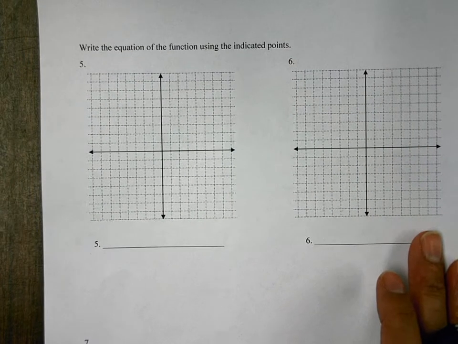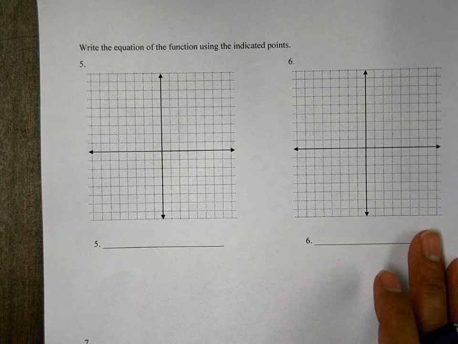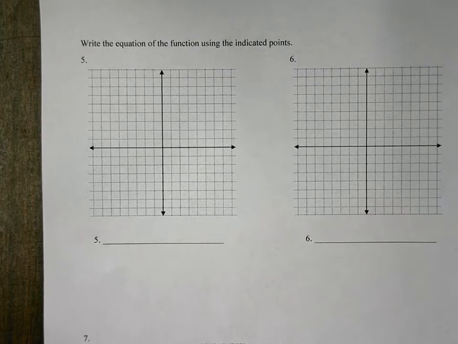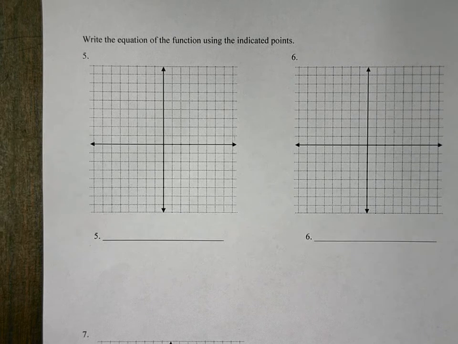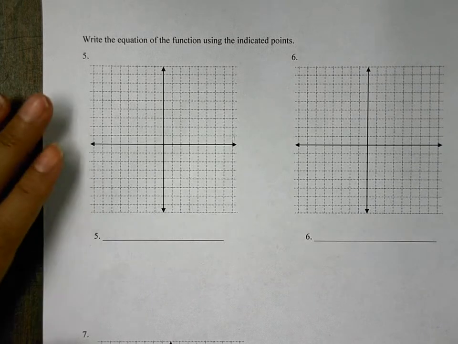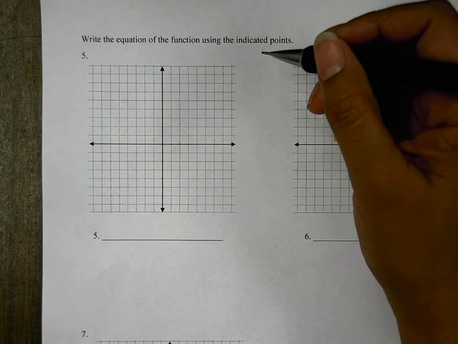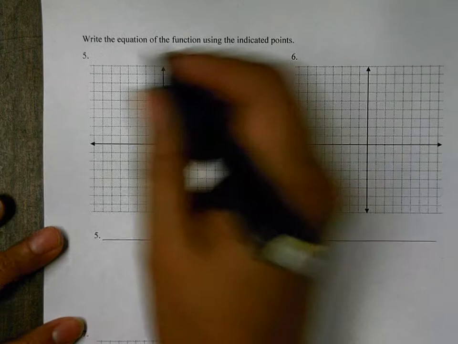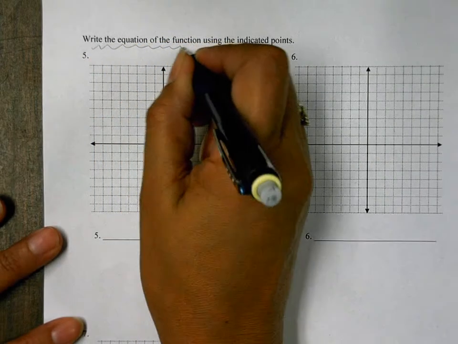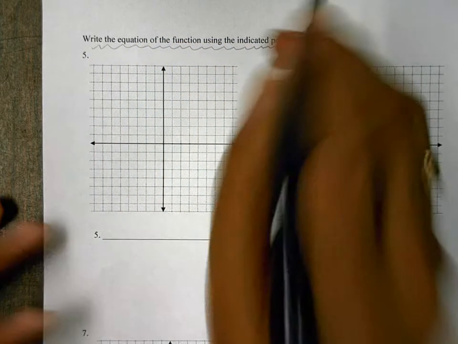Okay. Whew. Number 5. Write the equation of the function using the indicated points. All right. I didn't give the points. I'm sorry. I didn't give the graph yet, but I'm going to graph it for you now. And on your work and on tests and quizzes, when you're doing these type of problems, the graph will already be given to you. You don't have to graph it. We're going to graph it here, though.